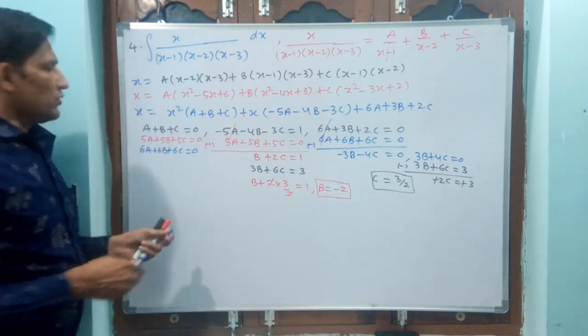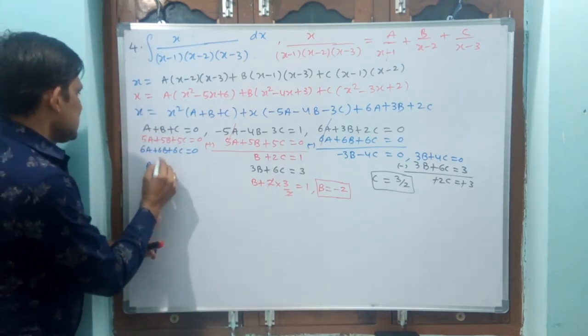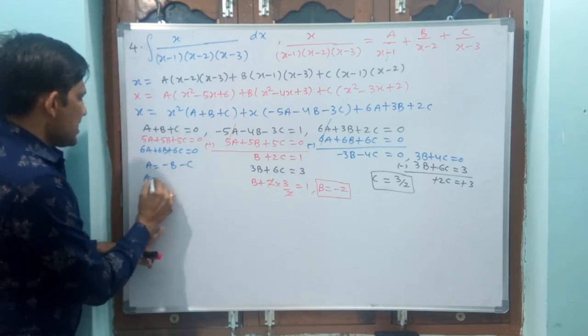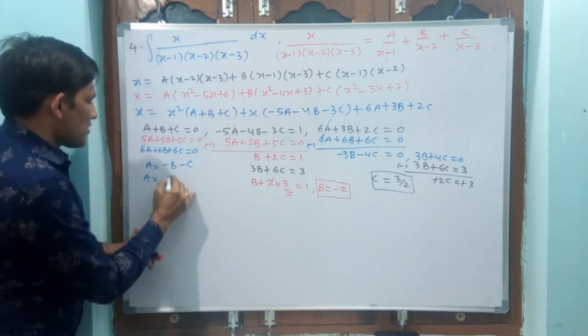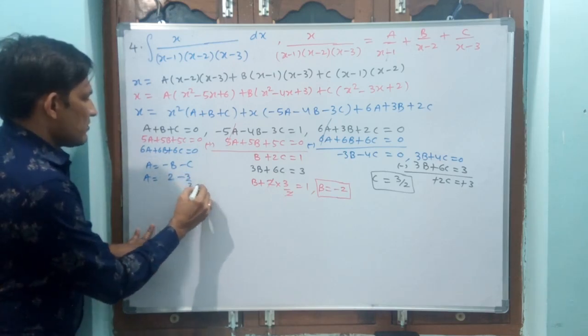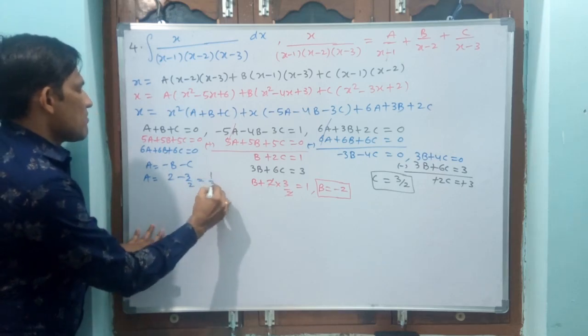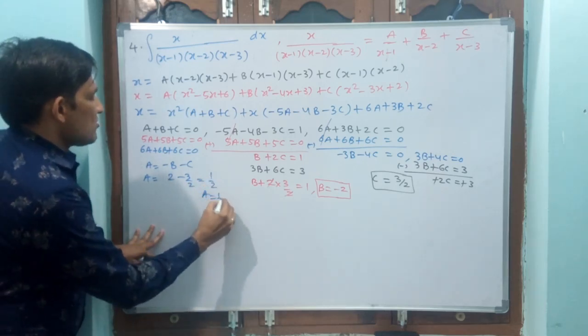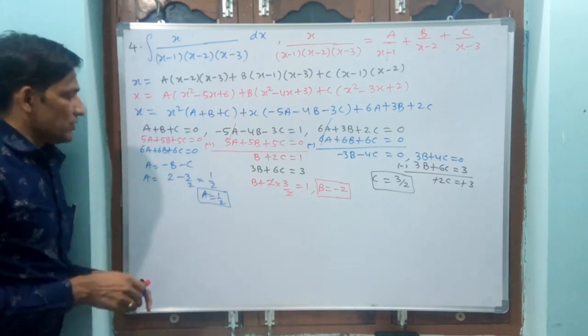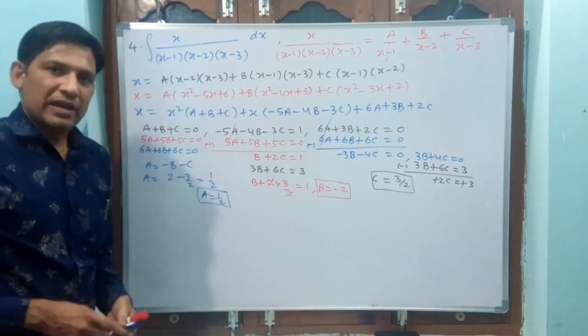Go for a also. See, a is equal to minus b minus c. Then a is equal to, b is how much? Minus 2, so minus of minus is plus 2. c is how much? 3 by 2, so minus 3 by 2. That is equal to 4 minus 3, 1 by 2. That means a is equal to 1 by 2. See, you have got a, b, c all values.